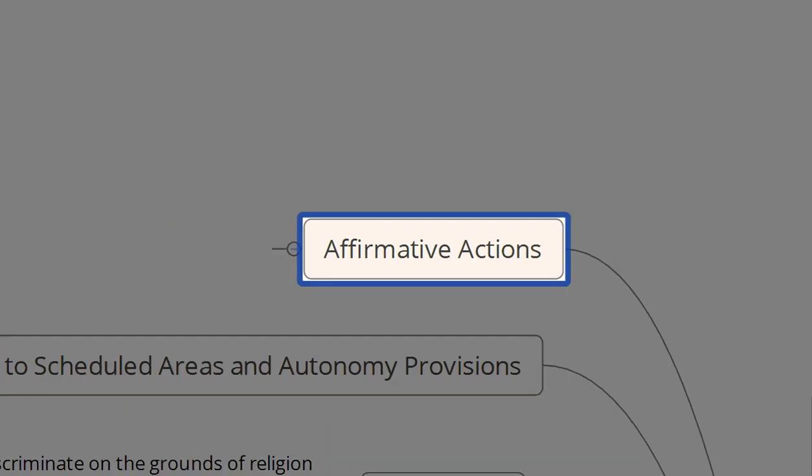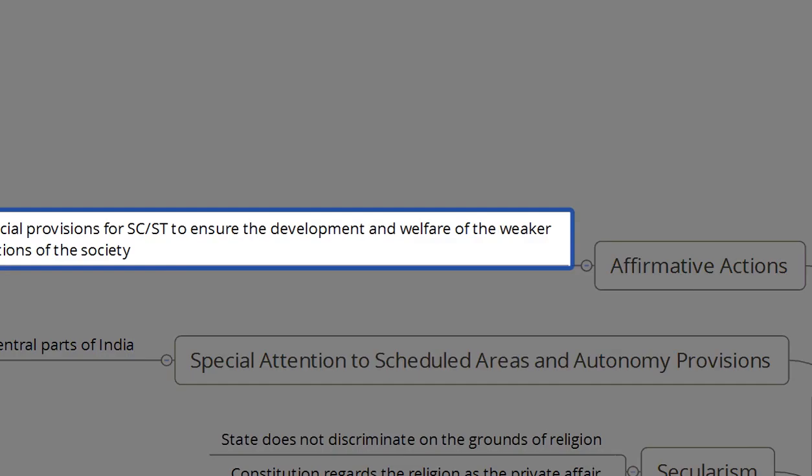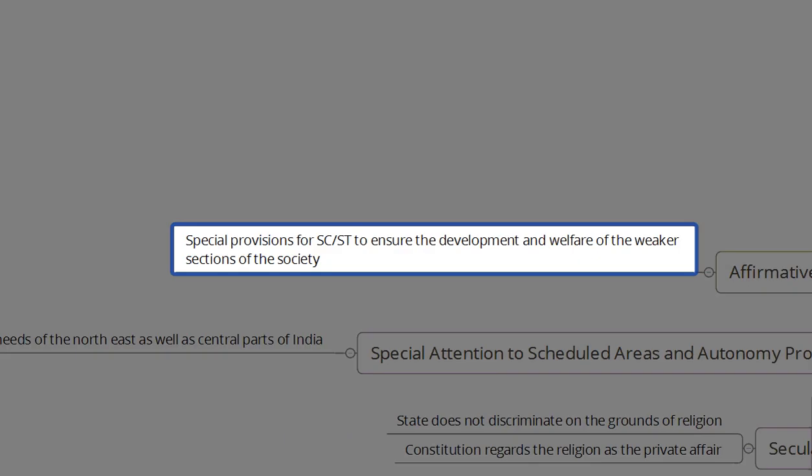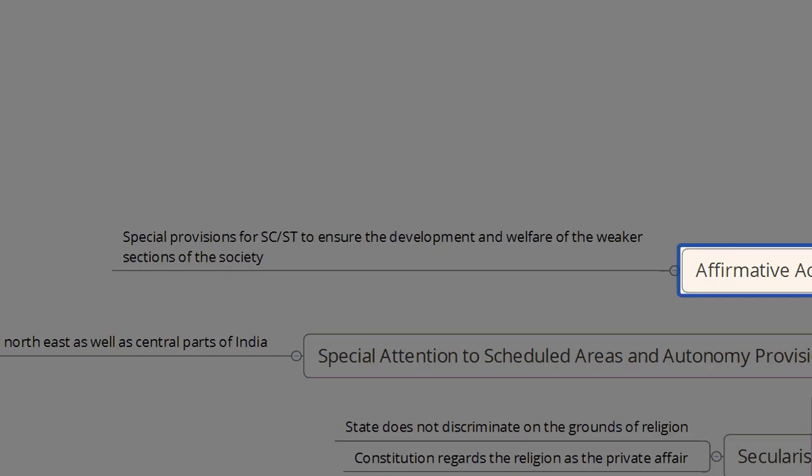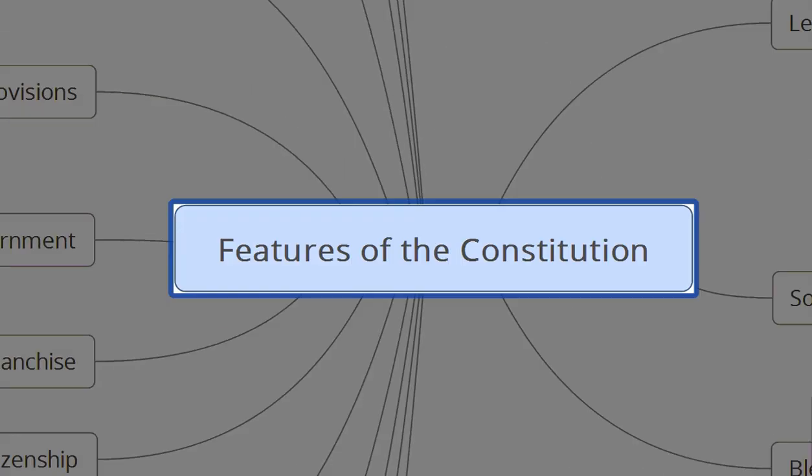And last but not the least, affirmative action. As the SCs and STs are the weaker section of the society, our constitution has added certain provisions to ensure the development and the upliftment of these weaker sections of the society, and also it ensures the welfare is attained for these SCs and STs of our country. So these are the basic features or the salient features of the Indian Constitution.